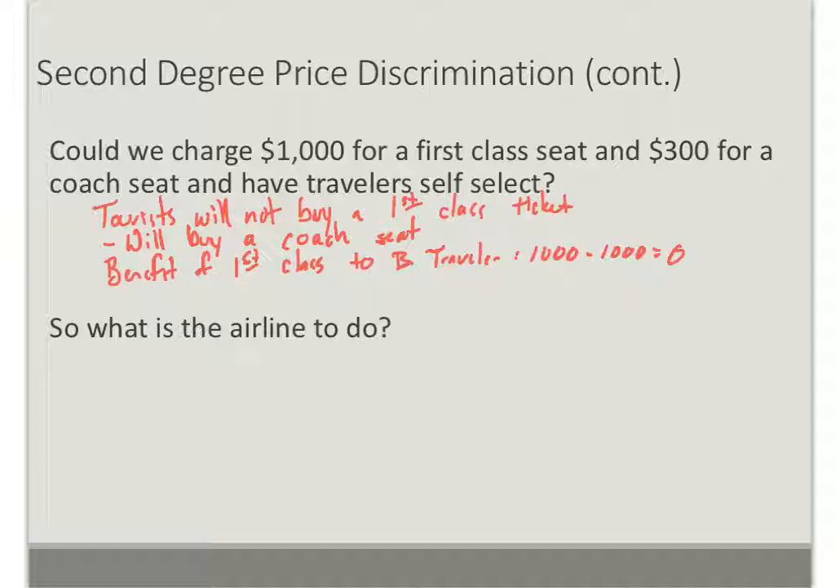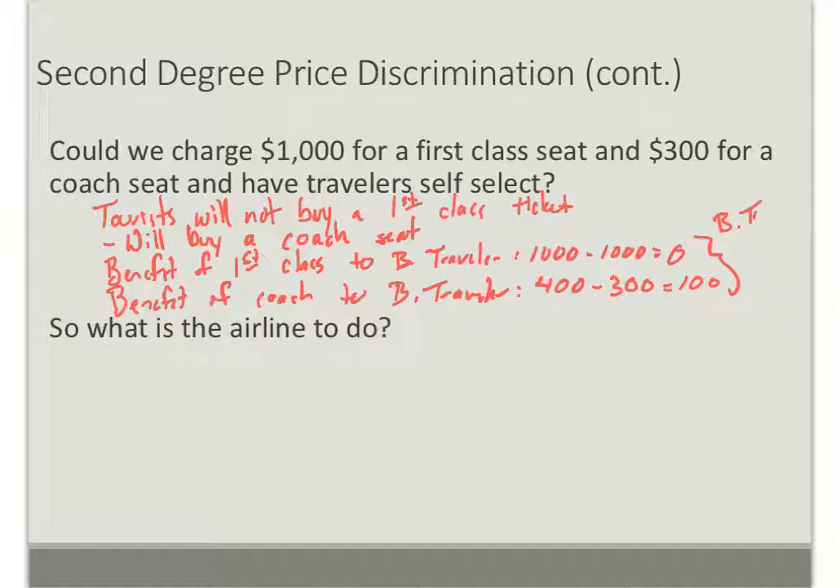Here's the problem. The benefit under this pricing system of coach to a business traveler is their value of the coach seat minus the cost that we're charging for coach seats. So they get a higher benefit from buying a coach seat than they would from buying a first class seat. So business travelers also buy coach. Okay? That's a problem for us.